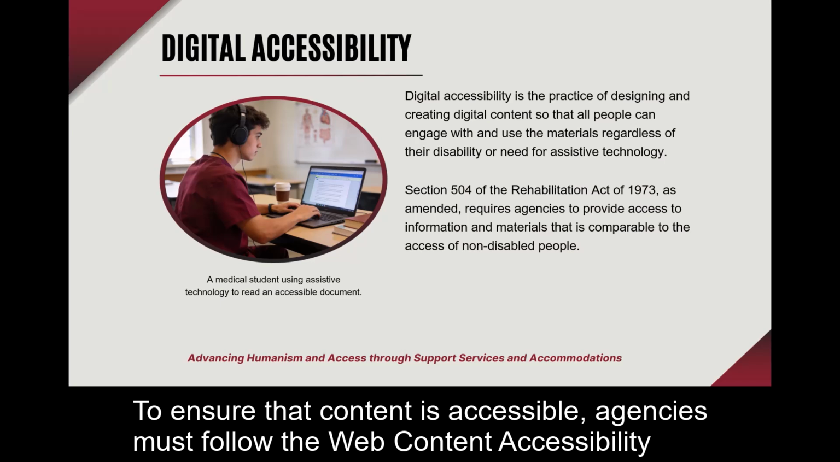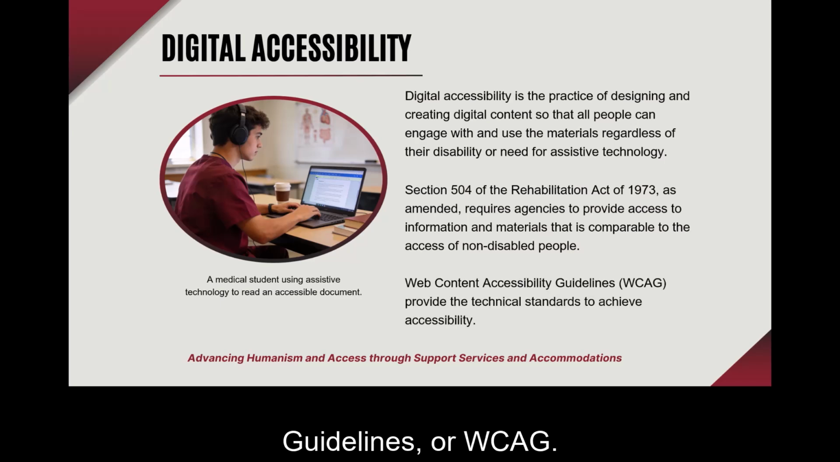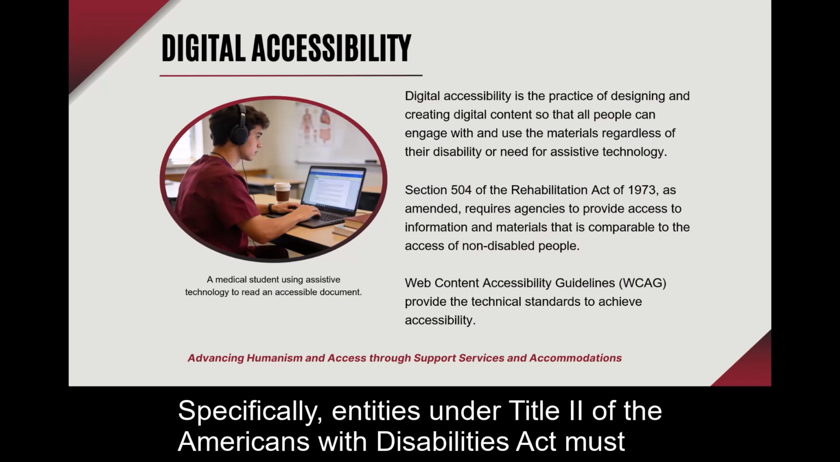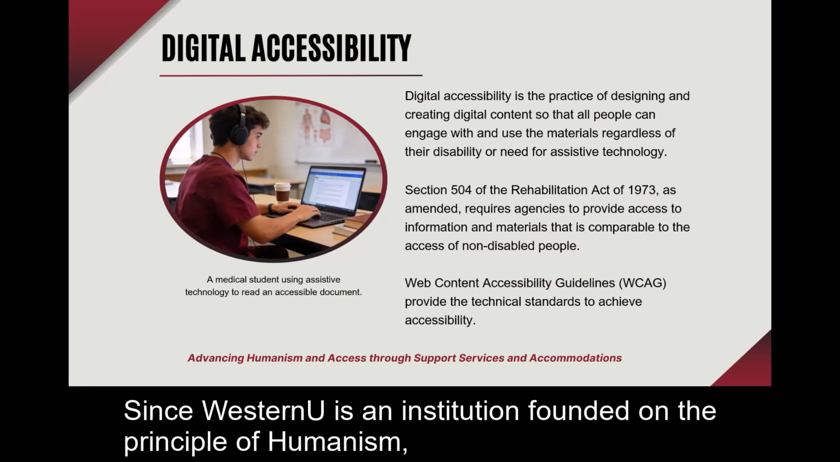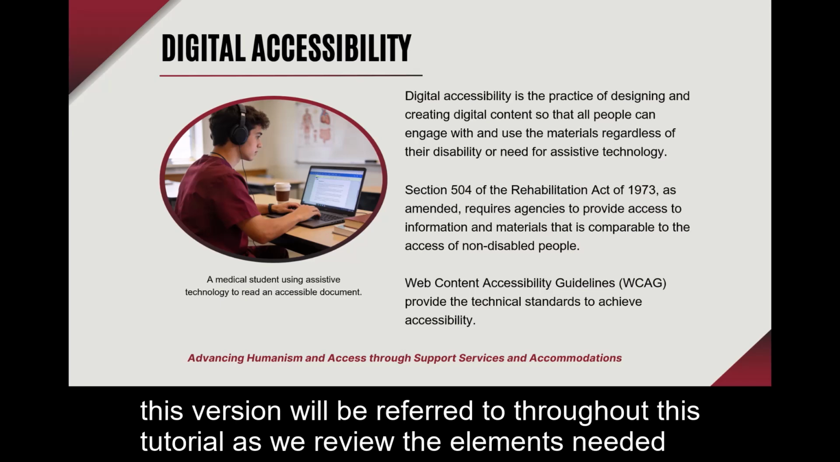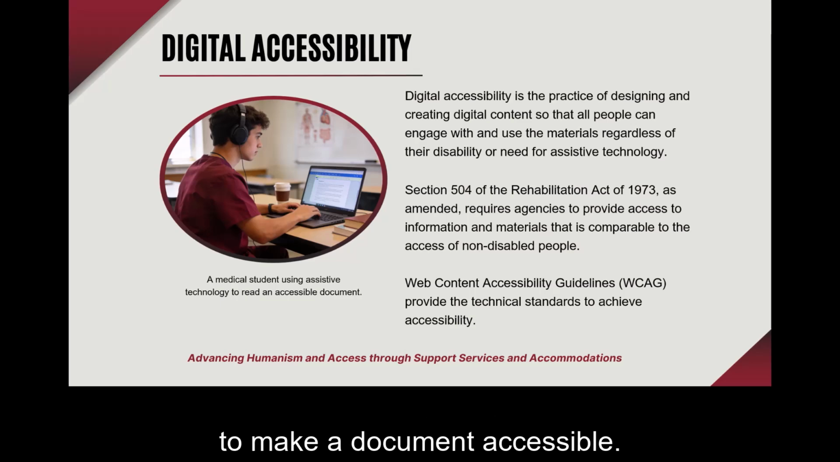To ensure that content is accessible, agencies must follow the Web Content Accessibility Guidelines, or WCAG. Specifically, entities under Title II of the Americans with Disabilities Act must follow version 2.1. Since Western U is an institution founded on the principle of humanism, this version will be referred to throughout this tutorial as we review the elements needed to make a document accessible.